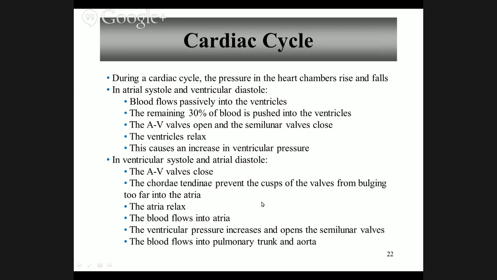During a cardiac cycle, the pressure in the heart chambers rises and falls. In atrial systole and ventricular diastole, the blood flows passively into the ventricles. The remaining 30% of the blood is then pushed into the ventricles. The AV valves open and the semilunar valves close. The ventricles are relaxed. This causes an increase in ventricular pressure.